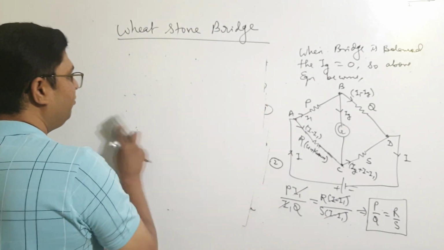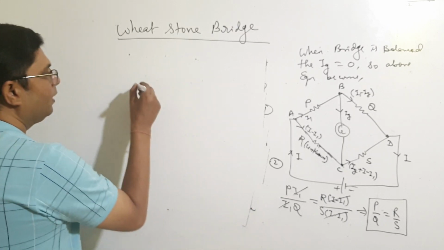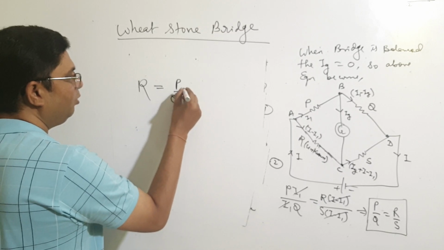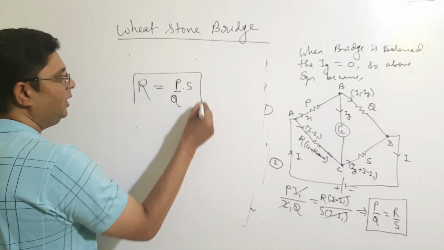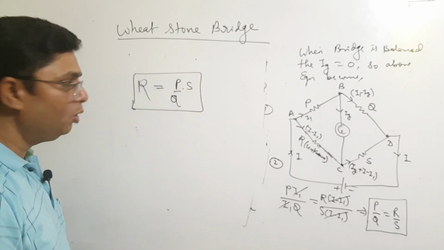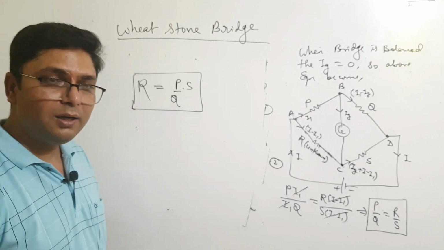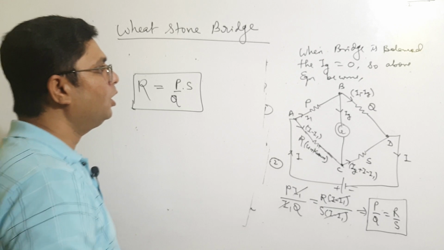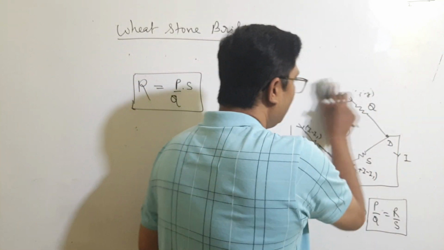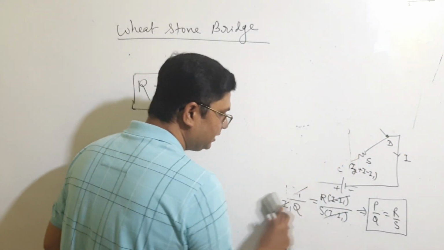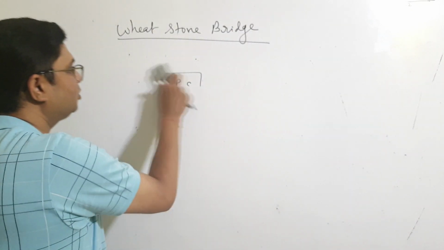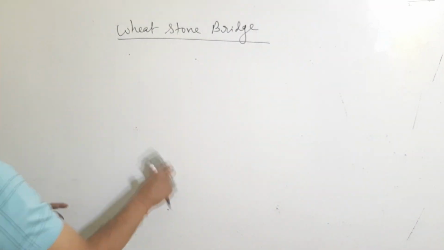The value of R equals P upon Q into S. Since P, Q, S and R are known, we can obtain the value of R. This is said to be the Wheatstone bridge. Now let us see a question on how we use these conditions in numericals based on the Wheatstone bridge.